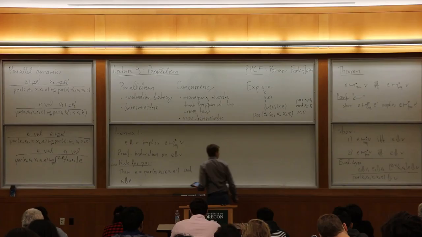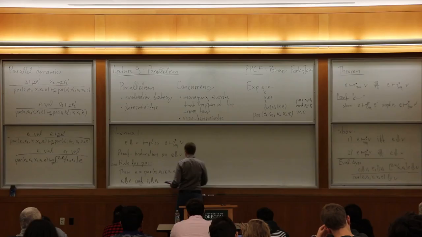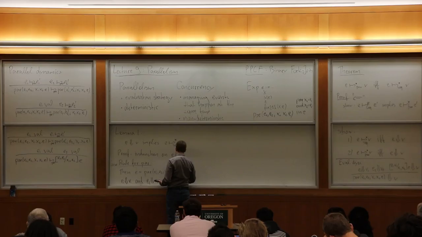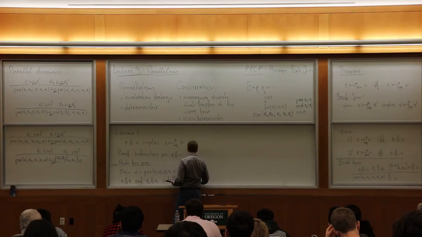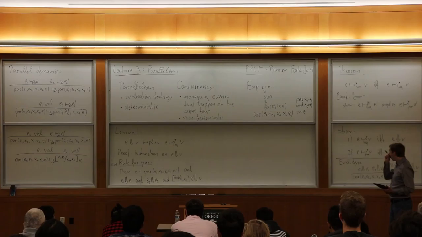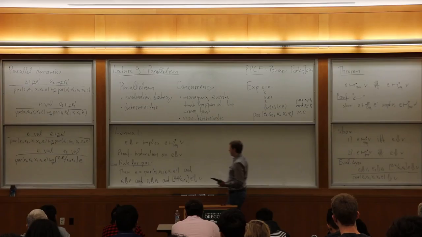We also know that E1 evaluates to V1 for some V1. We also know that E2 evaluates to V2. And we also know that, with V1, V2, X1, X2, E prime evaluates to V.